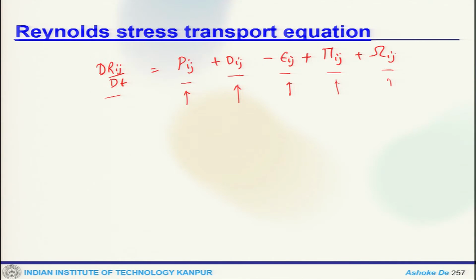So, production is retained in its exact form, some comment about that. So, diffusive transport is modeled using a gradient diffusion assumption, that is another aspect of it. The dissipation epsilon ij, this term is related to epsilon and calculated from the standard K epsilon equation.